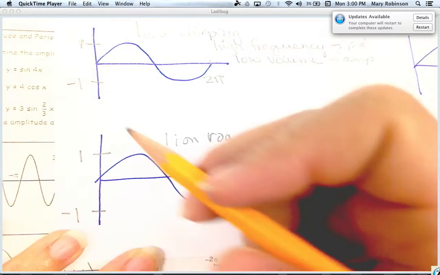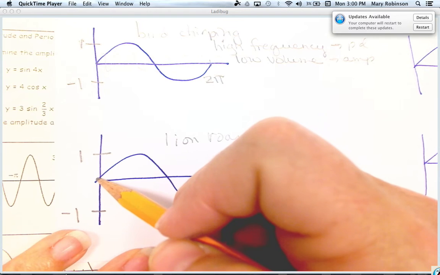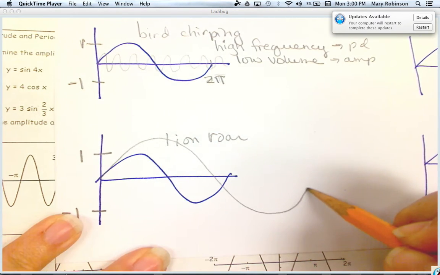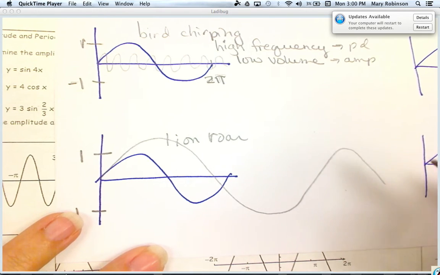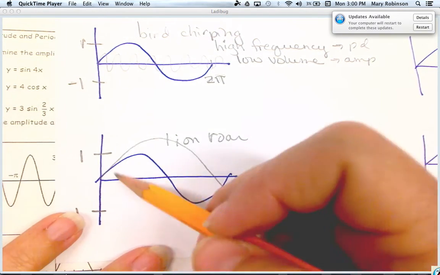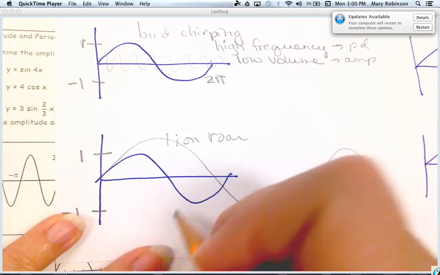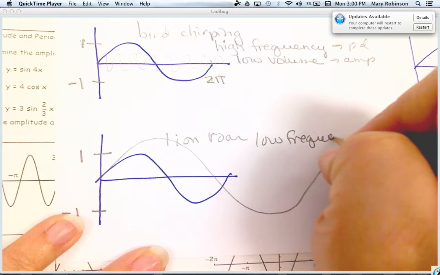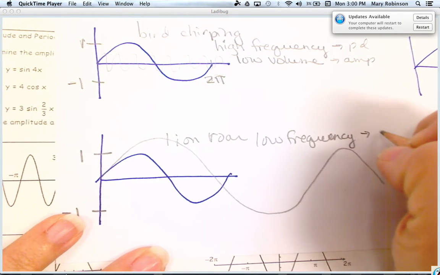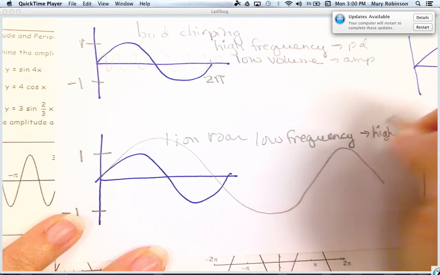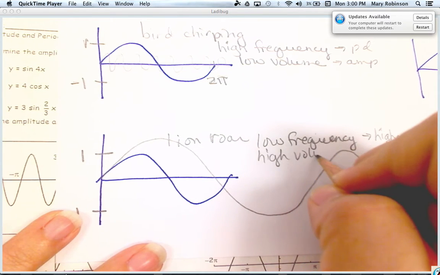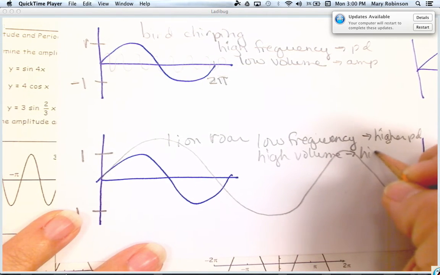stretches out the frequency. So if a lion roared, we could think of this as it would be really loud, and the waves would be more spread out because it's a lower frequency. So this would be an example of low frequency. So low frequency means a higher period, or a higher number for your period, and high volume. So that's going to result in a higher amplitude.